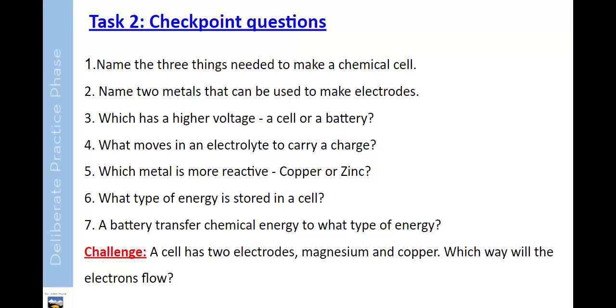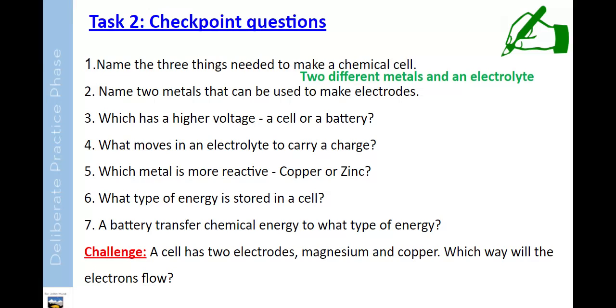Okay, so your answers are as follows. The three things needed to make a chemical cell: two different metals and an electrolyte. Name two metals: any two metals you could have named. A battery has a higher voltage. Danger, danger, high voltage. Number 4, ions move in the electrolyte. Number 5, zinc is more reactive.